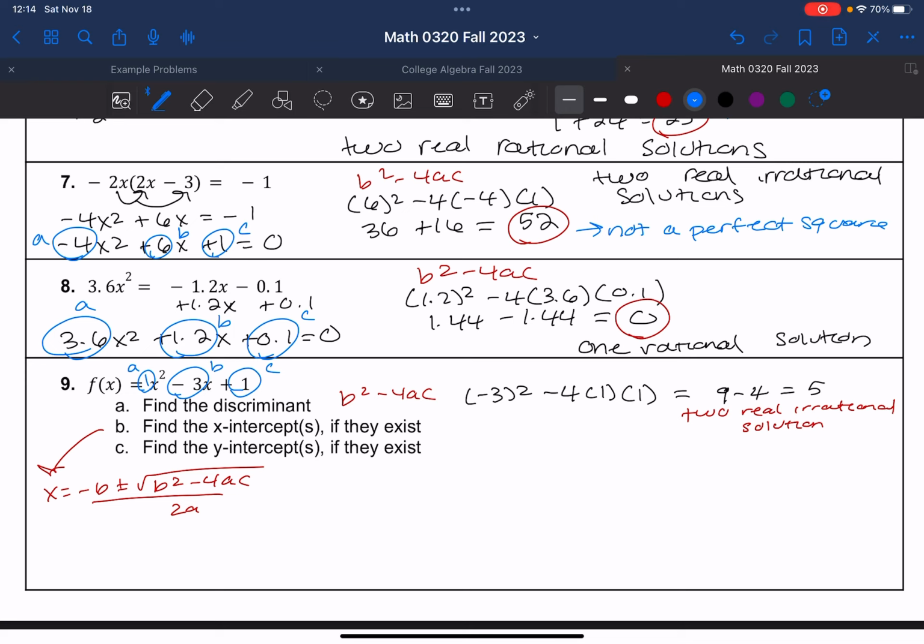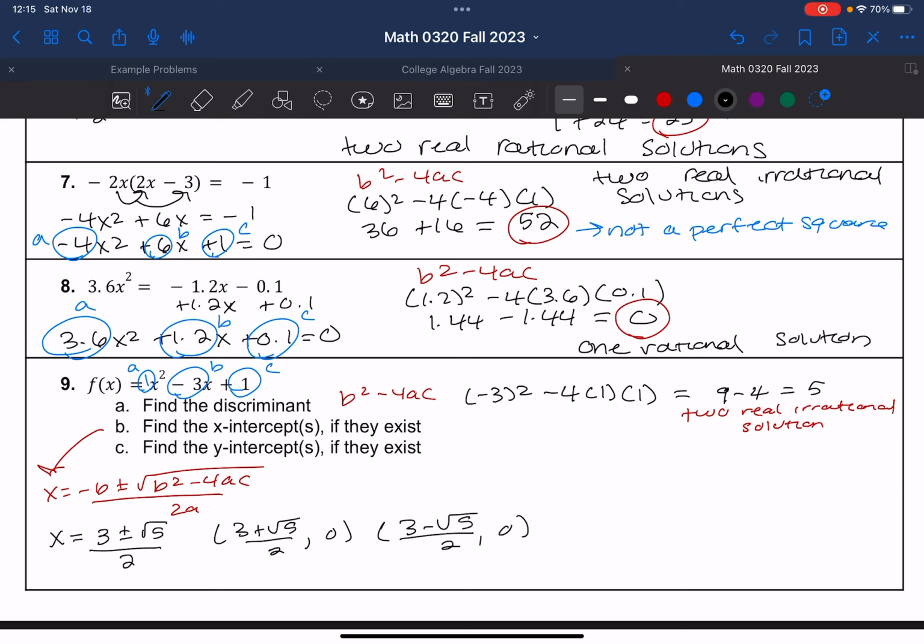Notice we already found that discriminant part, that part under the radical. So this is x is equal to -b. B is already negative, so 3, plus or minus the square root of 5, because we already found it over here, all over 2a, so 2. Meaning we have two answers here for our x-intercepts, and that is when one is positive and one is negative. So we have the answer of 3 plus the square root of 5 over 2 comma 0, and 3 minus the square root of 5 over 2 comma 0.